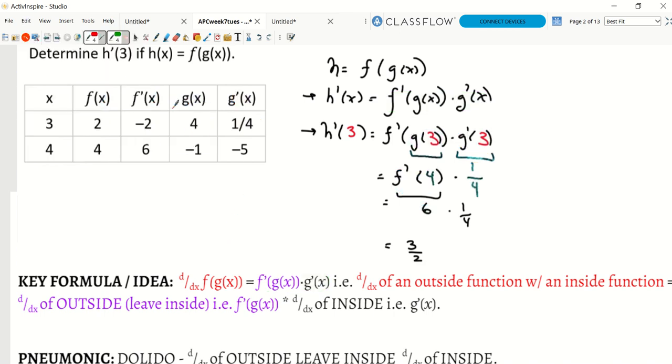Now, let's use that in practice here. When you do these problems, the first thing you're going to want to do is set up the general form. So again, this is derivative of outside, and then this is derivative of inside. So derivative outside times derivative inside, I'm going to copy that down.